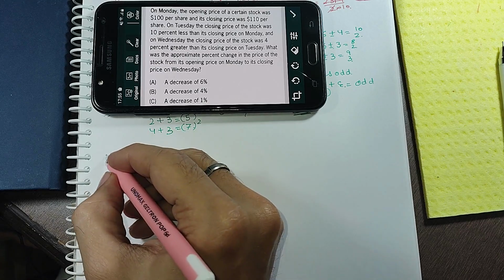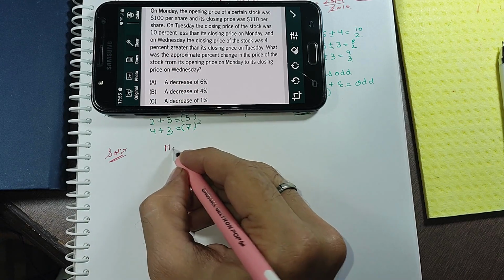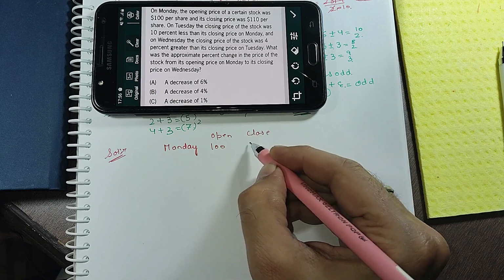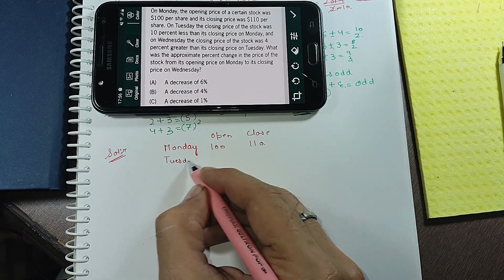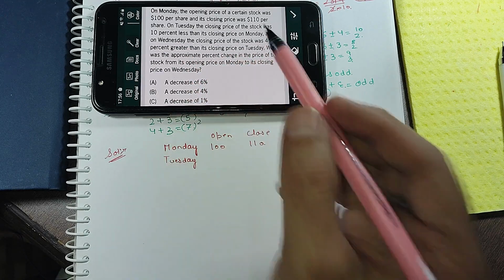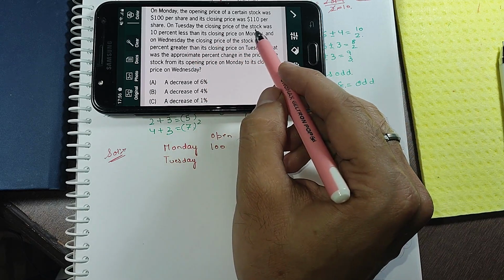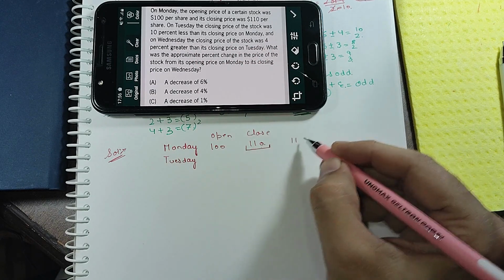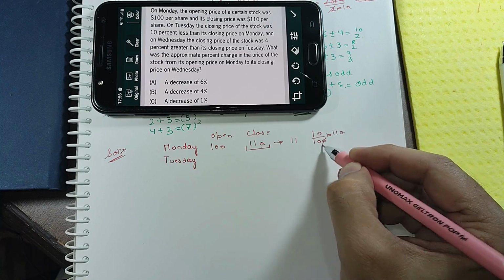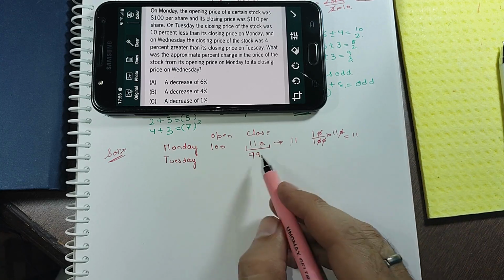On Monday, the opening price of a certain stock was $100 per share and its closing price was $110 per share. So this is $100 and $110. On Tuesday, the closing price of the stock was 10% less than its closing price on Monday. So the closing price on Monday is 110, and it says 10% less is the closing price on Tuesday. 10% of 110 is 11. So 110 minus 11 is 99.